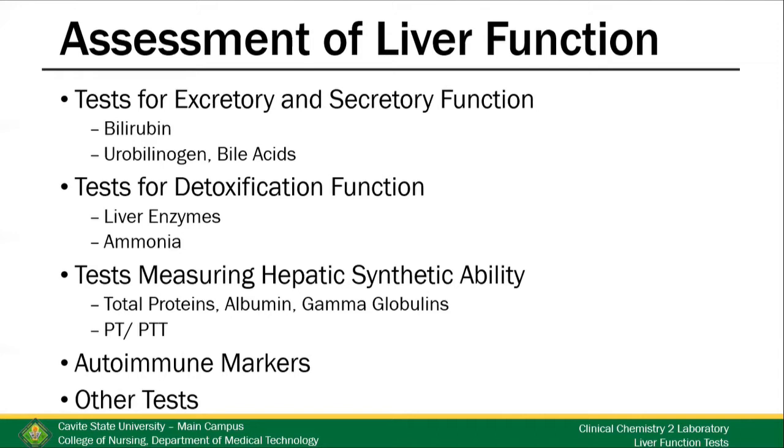Next, for the test for detoxification function, the tests here are liver enzymes and ammonia. Usually the liver enzymes we mentioned earlier are AST, ALT, 5-NT, and GGT. For the tests measuring hepatic synthetic ability, these include total proteins, albumin, gamma globulin, PTA, and PTT, since as I mentioned earlier, the major synthetic activity of the liver is to produce plasma proteins. Other tests include autoimmune markers as well.